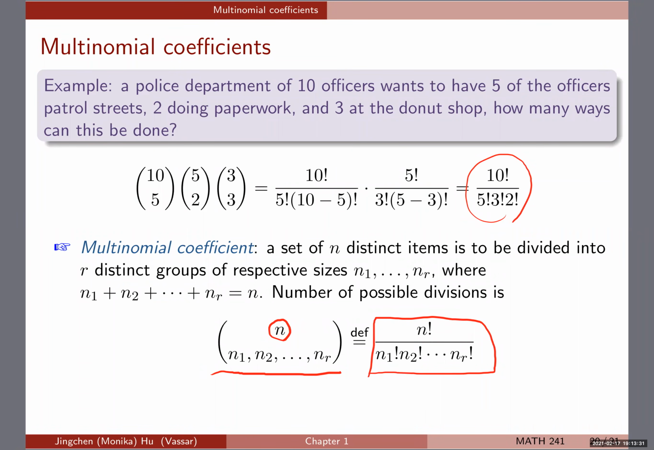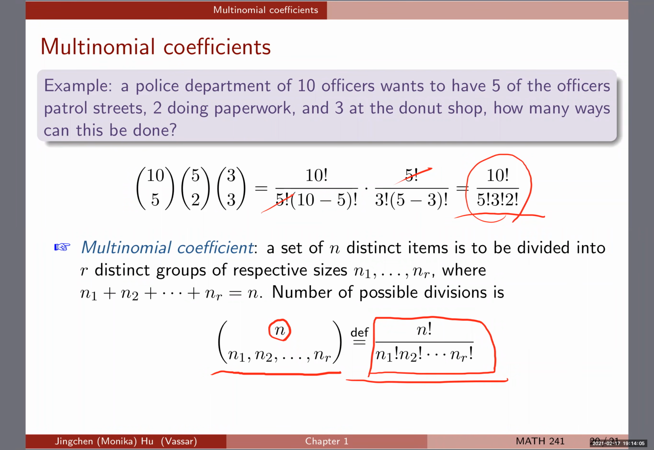Like I said before, you can always start with a particular example to understand why that is the case. From this particular example, we have seen those cancellations, and if you have many items in between, they're going to get canceled out one by one. So eventually, you're always going to get n factorial divided by the factorial of each of the sizes. So this is multinomial coefficients: we're trying to divide n distinct items into r distinct groups, and we also know the sizes of each group.